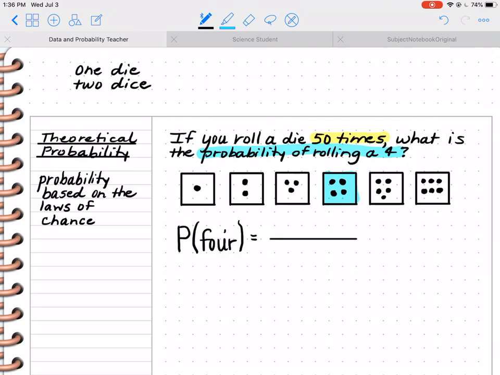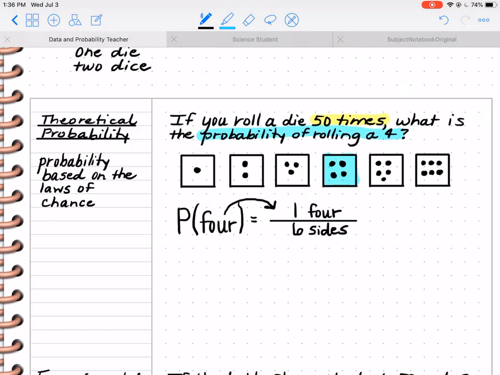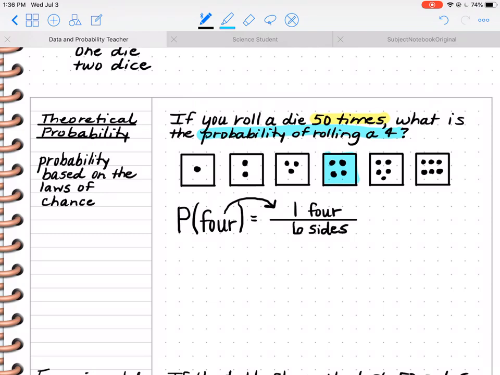And whatever's in your parentheses will be up here. So there's only one side that has 4 dots on it. There's 1 4. But we have 6 sides altogether that could pop up. We don't know what it will be. We're hoping it's a 4, but it could be any of the others. So the probability of rolling a 4 is 1 out of 6.